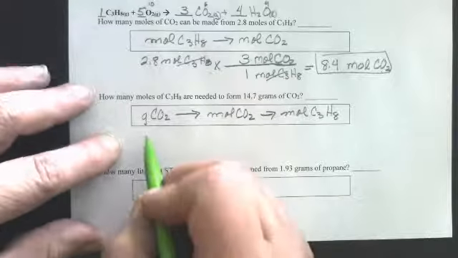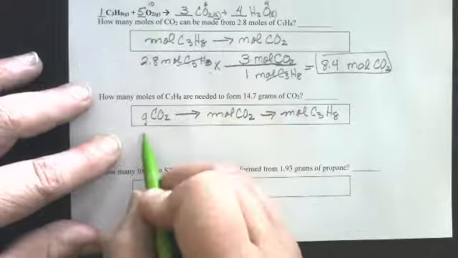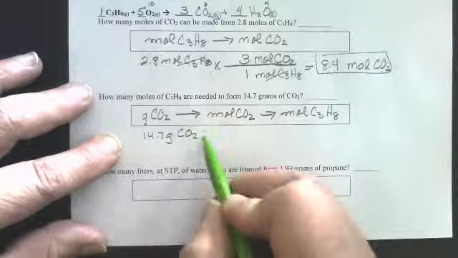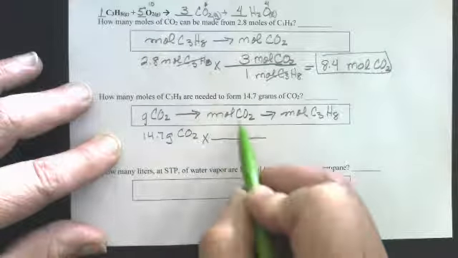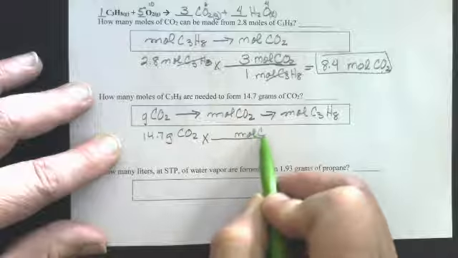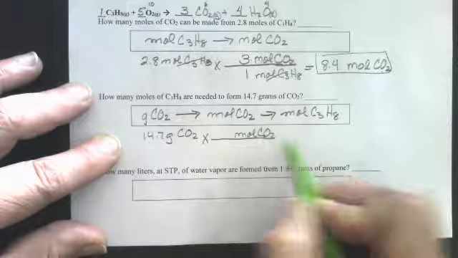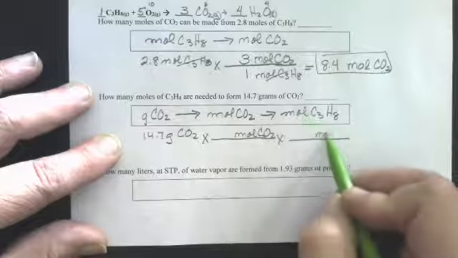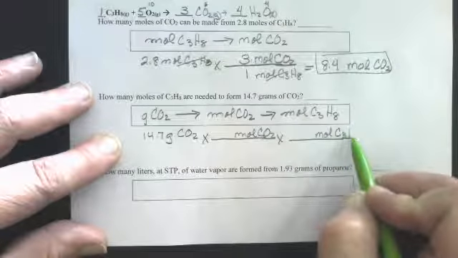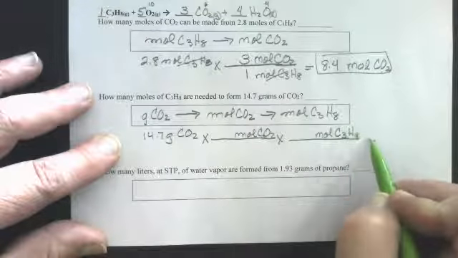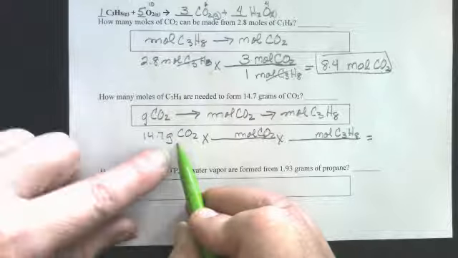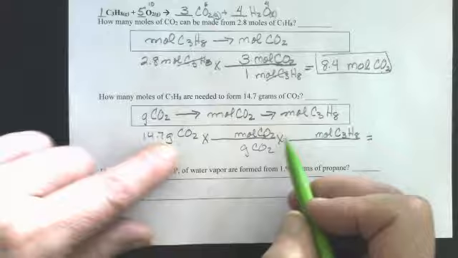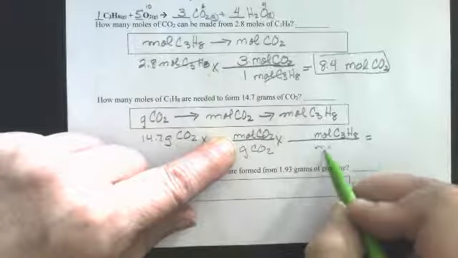I want to write a conversion factor that will take me to moles of carbon dioxide. From there, we will go to moles of propane. The bottom of my conversion factor, grams of carbon dioxide, moles of carbon dioxide, moles of propane.